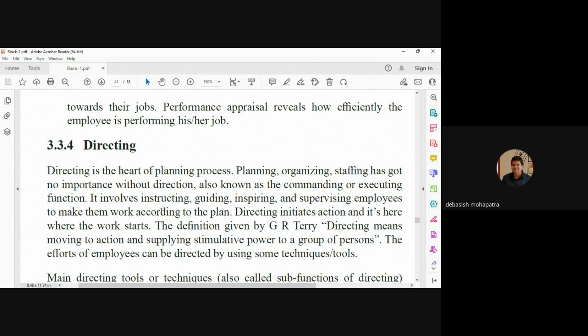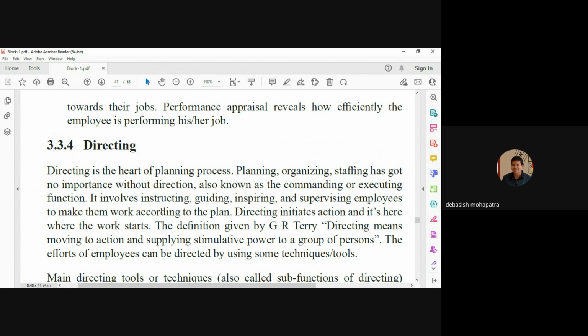Then directing is the heart of the management process. Planning, organizing and staffing have no importance without directing. Also known as the commanding or executing function, it involves instructing, guiding, inspiring and supervising employees to make them work according to the plan. Directing initiates actions and it's here where the work starts.